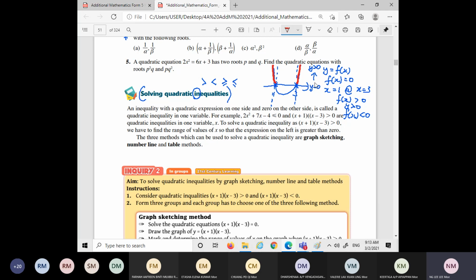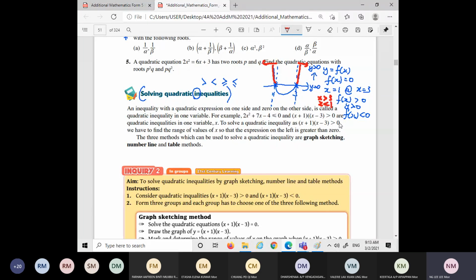Therefore, for f(x) greater than 0, or y greater than 0, your answer for the x value is greater than 3, meaning from this point onwards, and smaller than 1, meaning from this point onwards. So your answer will be x is greater than 3, x is smaller than 1.